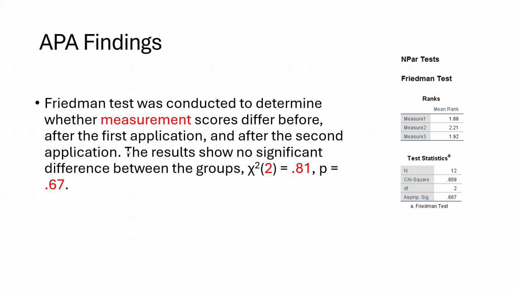Now, as it relates to the final line, which is the APA portion, the results show no significant difference between the groups. Here's chi-square. This 2 is the degrees of freedom. This value here is the chi-square value to 2 significant figures. And this is the p-value, which is the significance. Now, because our p-value is greater than 0.05, in this instance it's 0.67, we're not going to reject the null hypothesis, and therefore we state that the results show no significant difference between the groups.